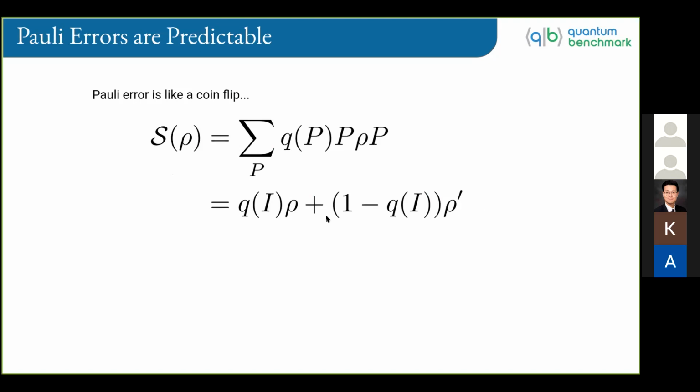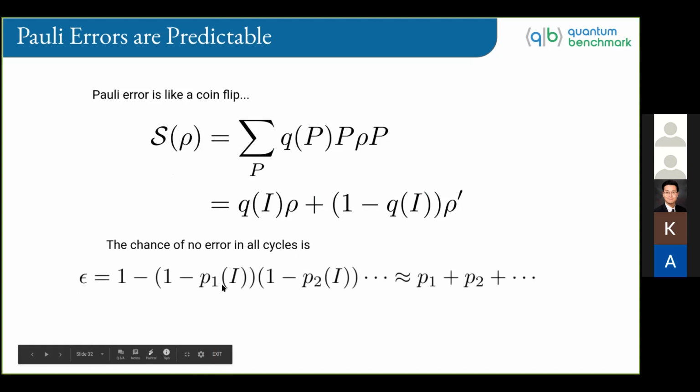prime. And so if you flip a bunch of coins, and by that I mean you have a bunch of cycles in your circuit, well, what's the probability that you have no error in any of your circuits? Well, it's 1 minus this quantity. It's the sum, in the low value approximation, it's the sum of the errors. So you get a very good idea of how well your circuit is going to perform if you know the value of P for each of the cycles in your circuit.